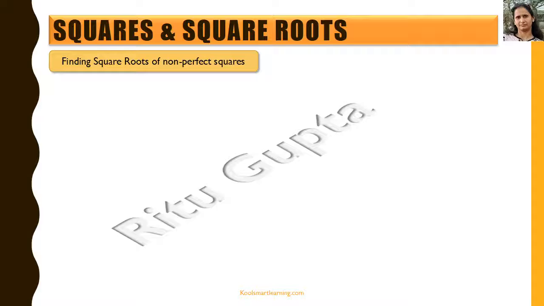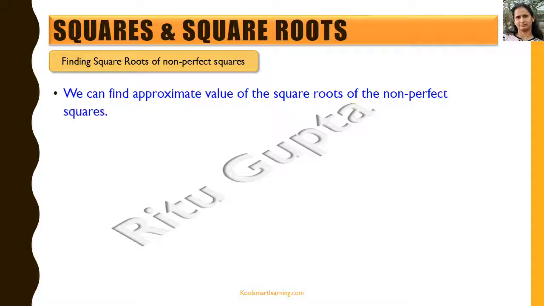Now we were just doing the estimation for square roots when the number is not a perfect square, but we can actually find the square root. Instead of just estimating, we can find out the square root of a non-perfect square also, up to 2 to 3 decimal places. So how do we do that? We find the square root up to 2 to 3 decimal places by placing a decimal and adding zeros to the main number whose square root we need to find.